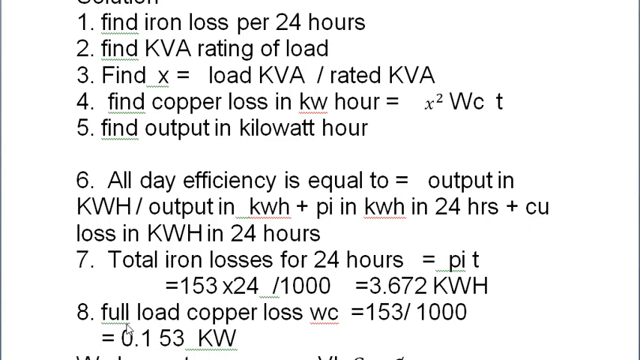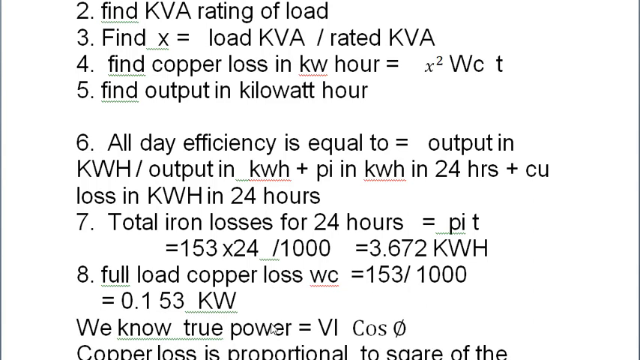Then full load copper loss WC is given by 153 divided by 1000. So 153 is given in the data as watts, so convert that to kilowatts. So we get 0.153 kilowatts.